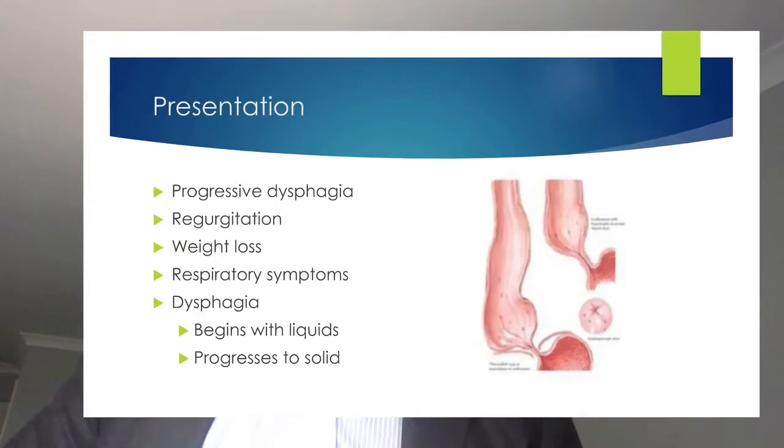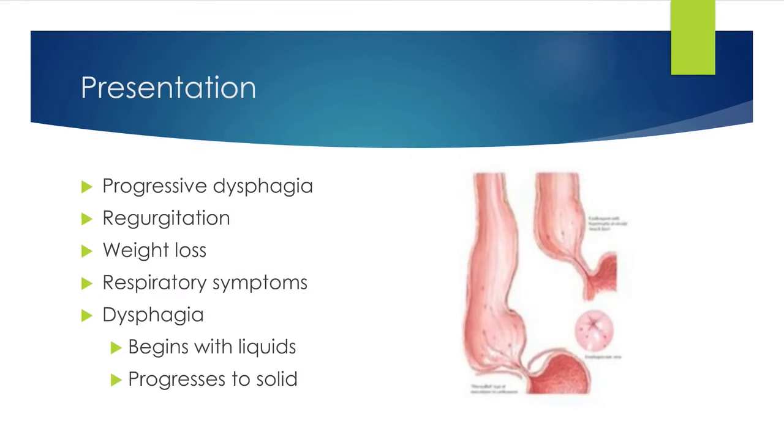Clinically, these patients will present with progressive dysphagia. So it will usually start with liquids and then progress to solids. They would have significant regurgitation of undigested food, and they could have silent aspiration with respiratory symptoms. There will be significant weight loss associated with it as a result of malnutrition.